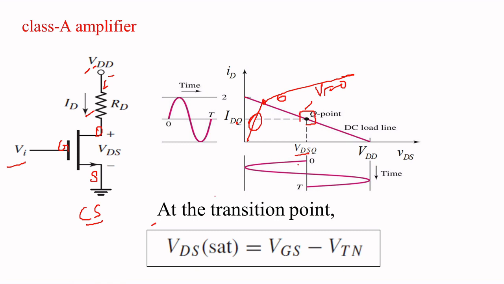That condition we used to say is VDS saturation. It is the point at which your ohmic region, that is the non-saturation region, is entering the saturation region. That specific point is called the transition point, VDS saturation equal to VGS minus VTN. So VDS is greater than or equal to VGS minus VTN. It is the point at which your transistor is entering the saturation region.